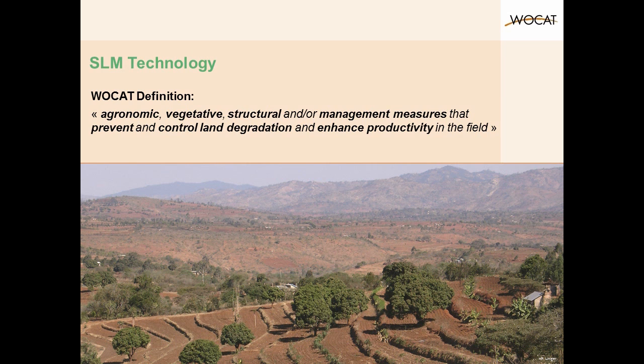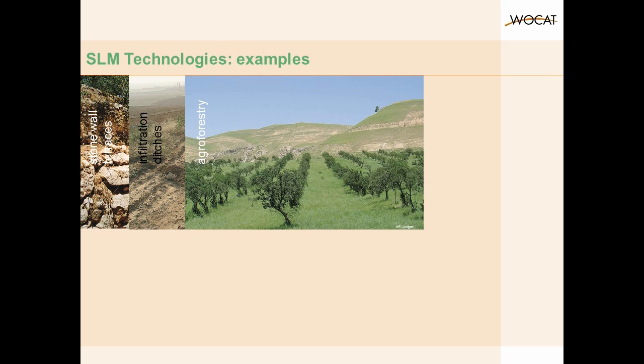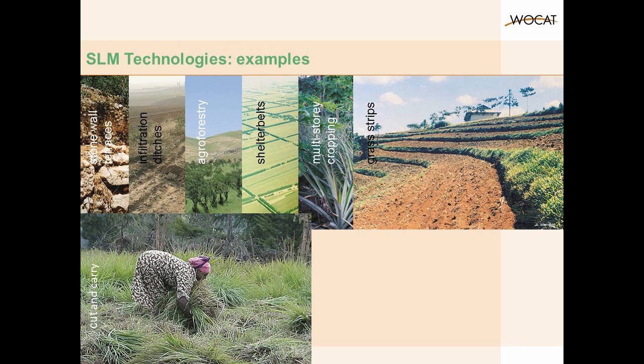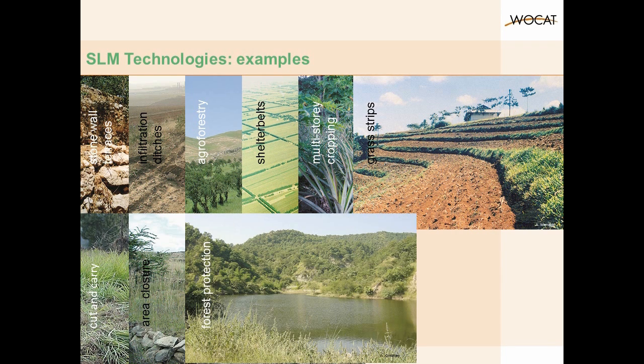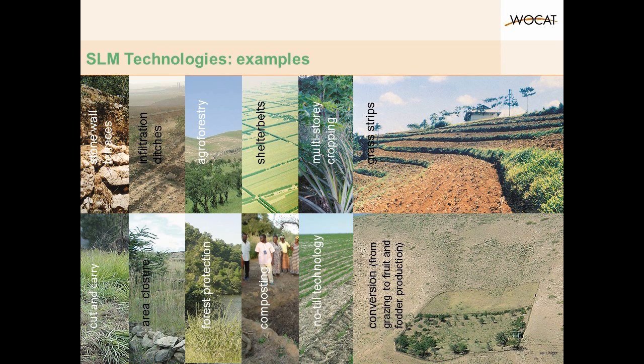A SLM technology, according to WOCAT's definition, consists of agronomic, vegetative, structural, and/or management measures that prevent and control land degradation and enhance productivity in the field. Here are some examples of documented SLM technologies pertaining to the different conservation measures: stonewall terraces, infiltration ditches, agroforestry, shelter belts, multi-story cropping, grass strips, cut and carry, area closures, forest protection, composting, no-till technology, and conversion from grazing to fruit and fodder production.